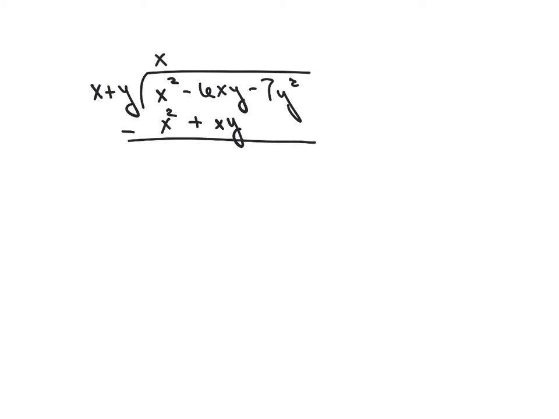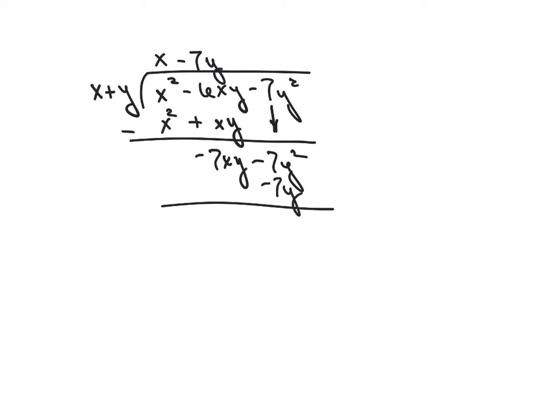Negative 6xy minus xy is negative 7xy. I'm going to bring down the minus 7y squared. I'm going to divide x into 7xy, and the x's disappear, and that's all. Now I'm going to take the negative 7y times y and get negative 7y squared.